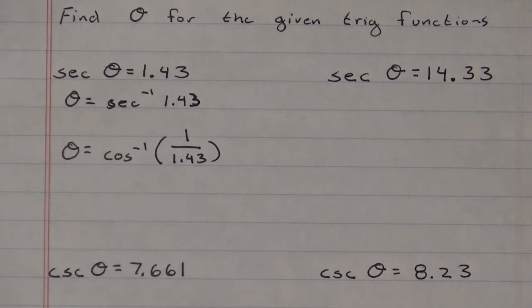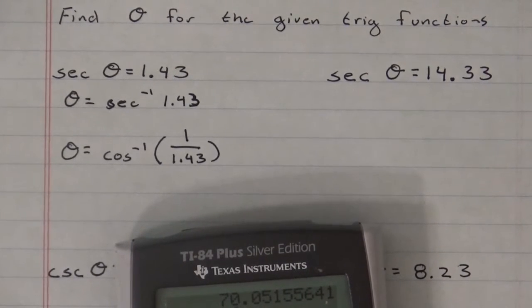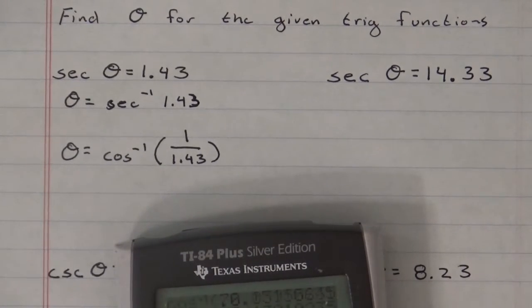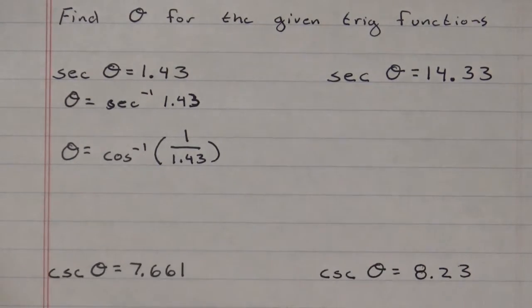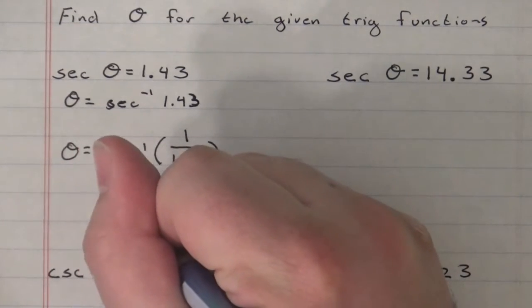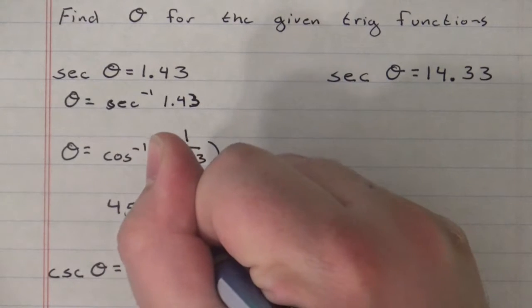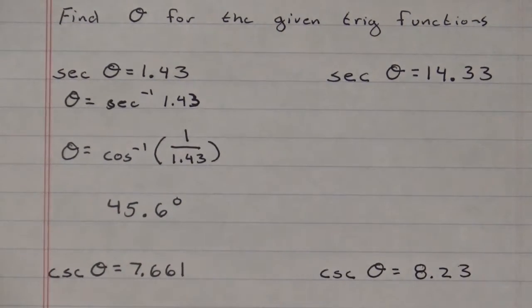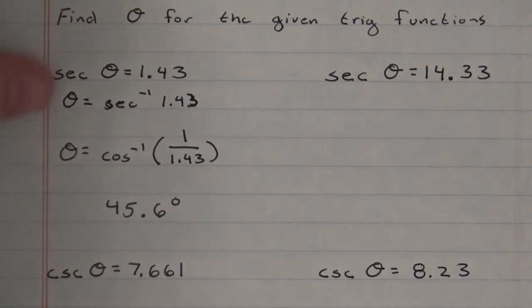So let's do that in our calculator. We would hit the inverse cosine of 1 divided by 1.43, and we get 45.62. This time we're just going to round to the nearest tenth, so 45.62 degrees.